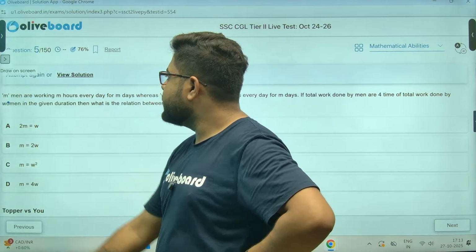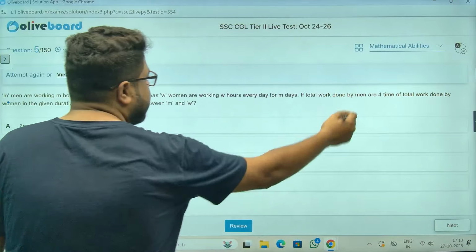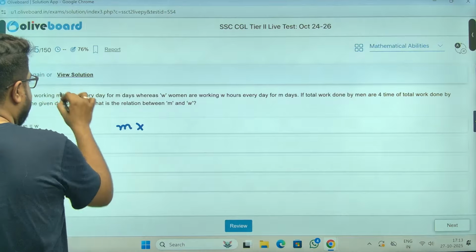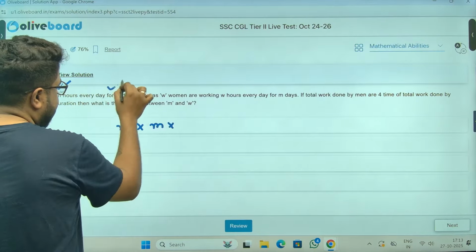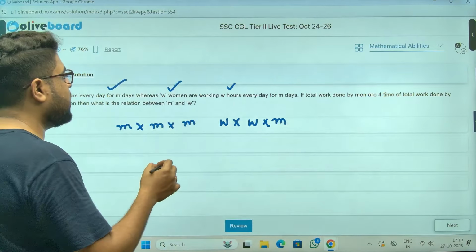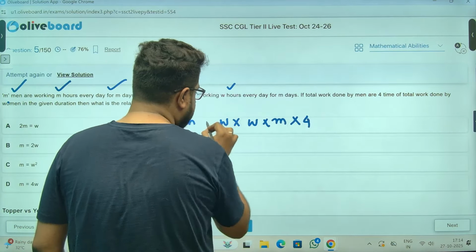Now, M men are working M hours every day for M days, whereas W women are working W hours every day for again M days. Achha, the total work done by men is M number of men into M number of hours every day into M number of days. This is the total work. Total work done by women: W women, W hours a day for M number of days. The total work of men is 4 times the total of women. So this into 4 is equal to this.